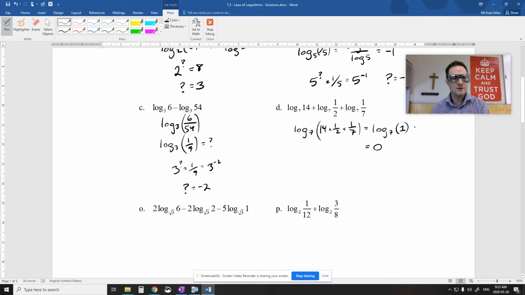If I put a little question mark there, 7 to the question mark is equal to 1. So what number could I put in the exponent? Well, anything raised to the power of 0 is 1. So 0 is going to be my answer there.